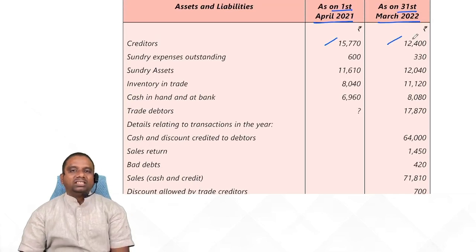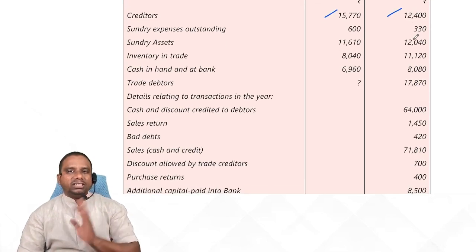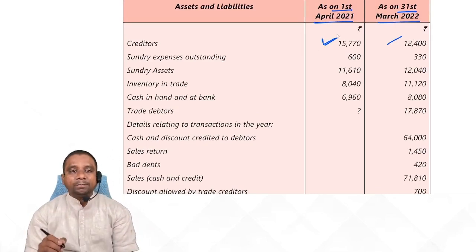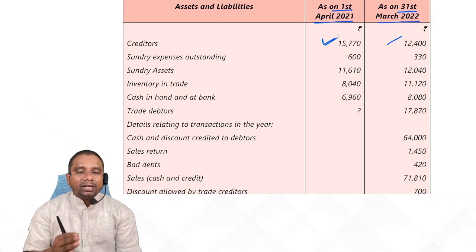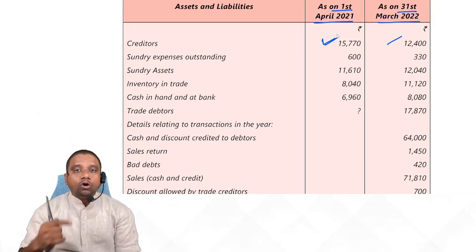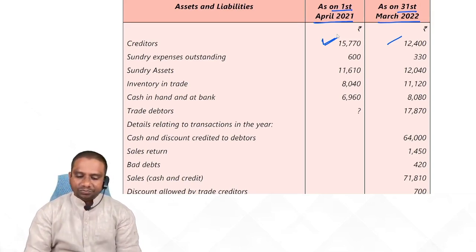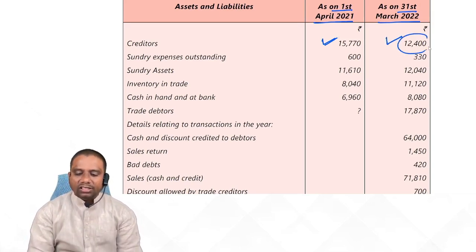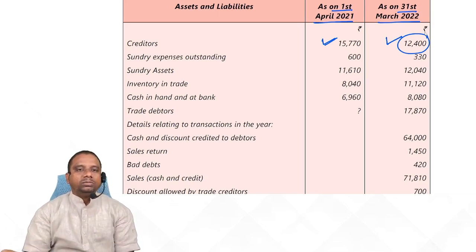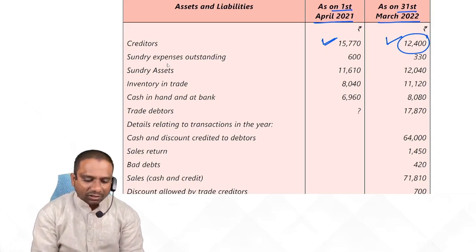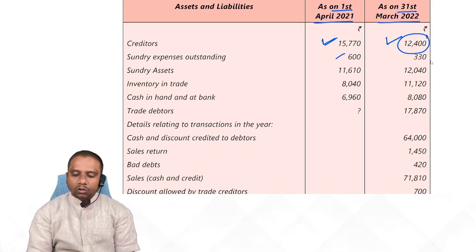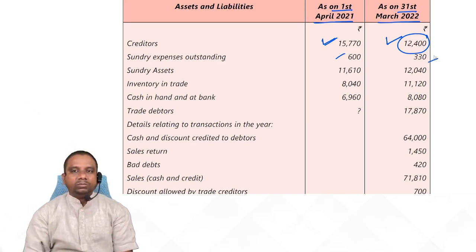No, capital balance is not given. So prepare opening balance sheet. Opening balance sheet means first, 15,770 is written in creditor account opening balance credit side plus opening balance sheet liabilities side. Next one, closing creditors account debit side closing balance and closing balance sheet liabilities side. Sundry expenses outstanding opening balance liabilities side, closing balance liability side of closing balance sheet.